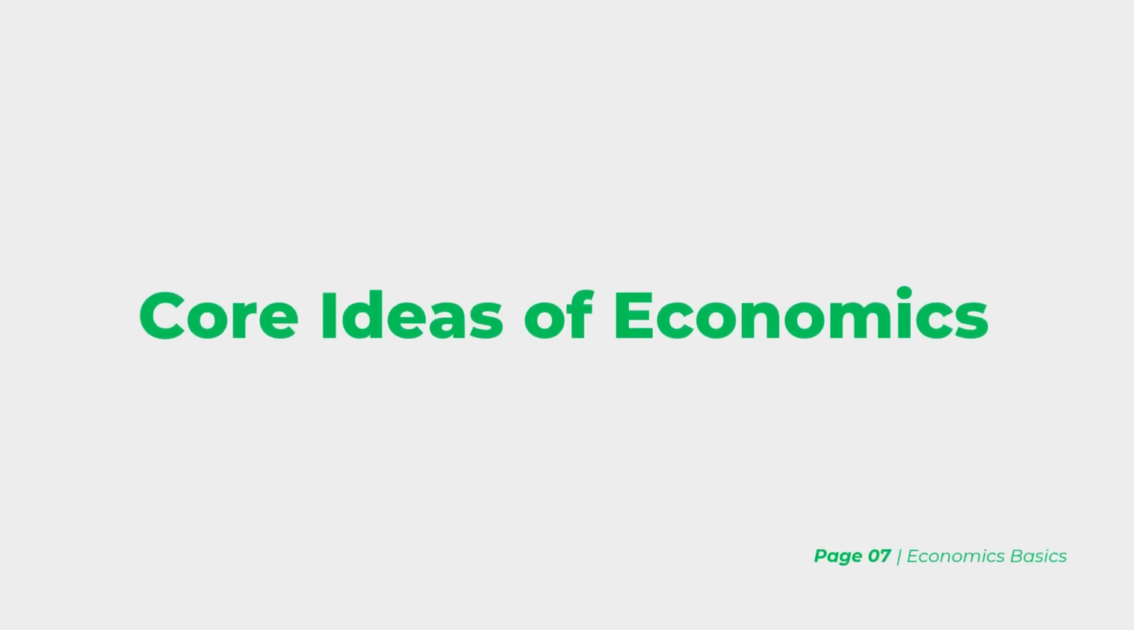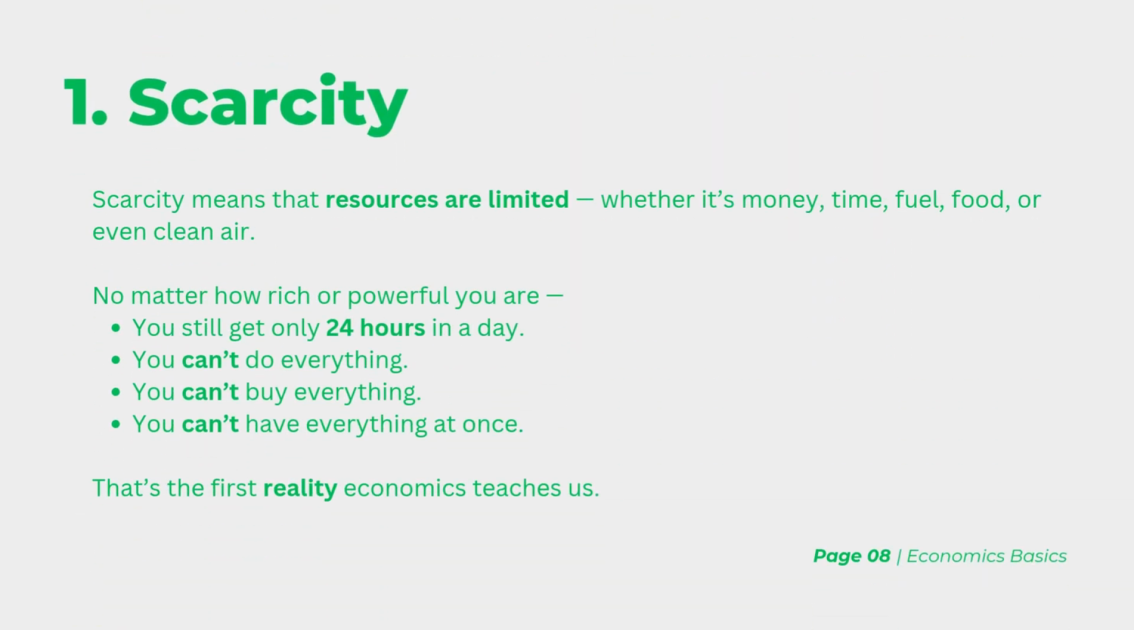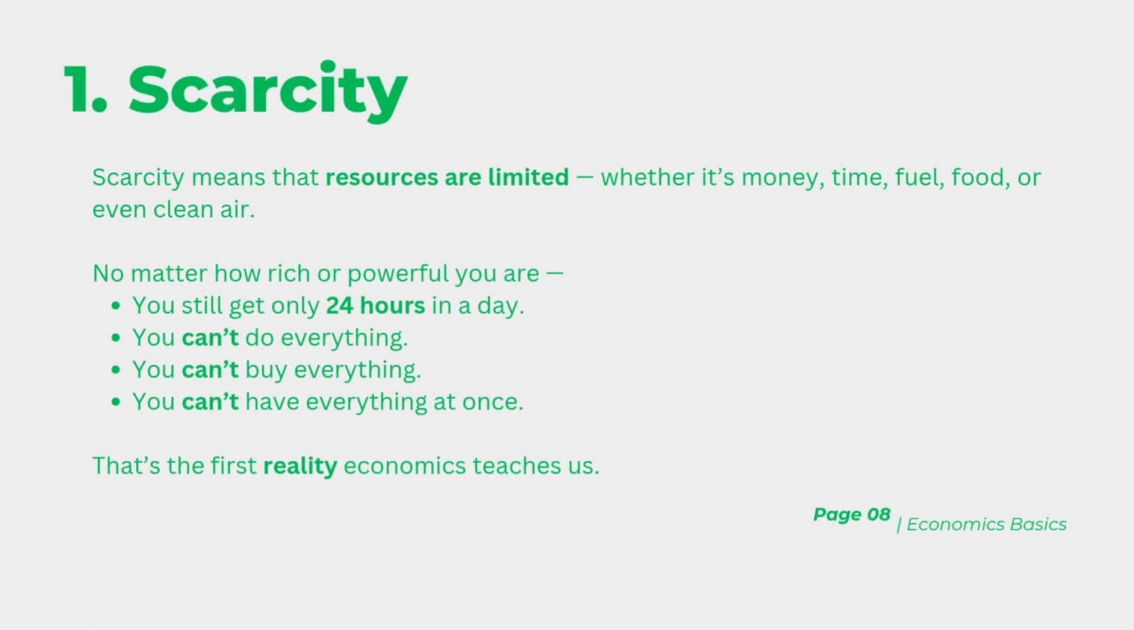Core ideas of economics. Let's now explore the three core pillars of economics. 1. Scarcity. Scarcity means that resources are limited, whether it's money, time, fuel, food, or even clean air. No matter how rich or powerful you are, you still get only 24 hours in a day. You can't do everything. You can't buy everything. You can't have everything at once. That's the first reality economics teaches us.